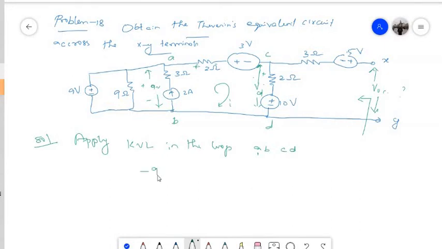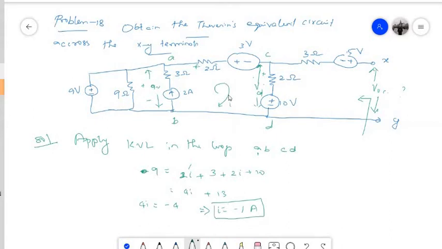So you have 9 volt on one side, and on the other side you have all the voltage drops, that is 2 times this I, then plus this drop 3 volt, and then here it is 2 times I, and then here you have 10 volt. Now from this it is very easy to find I. So this is 4I plus 13. Now what will you get? 4I is equal to minus 4. Therefore I is equal to minus 1 ampere.